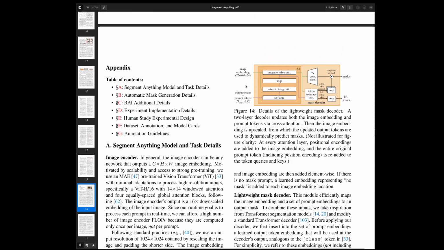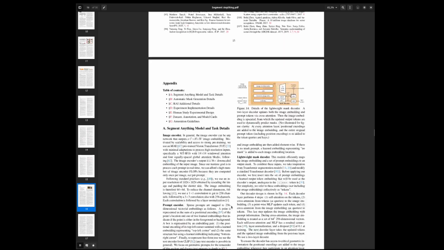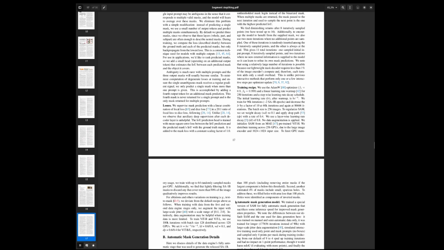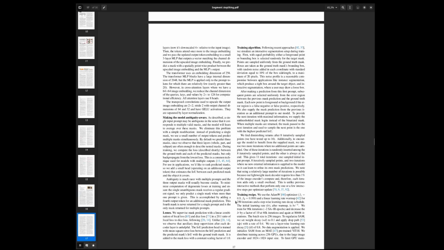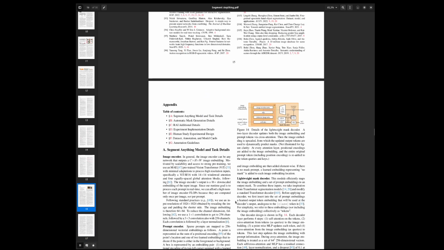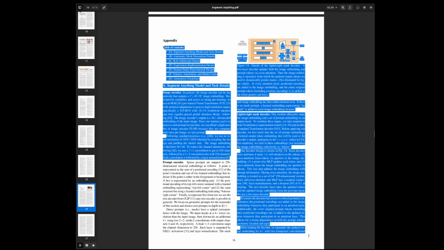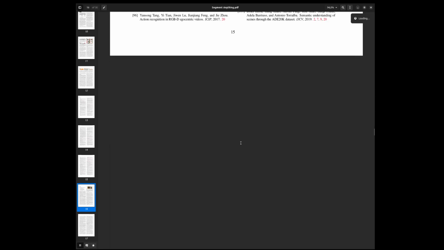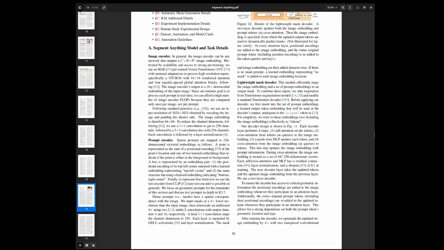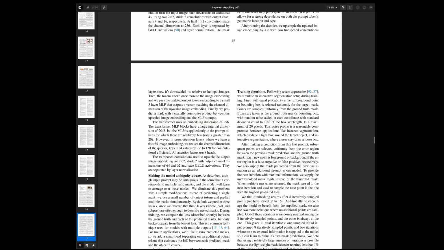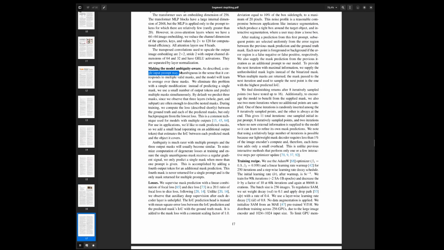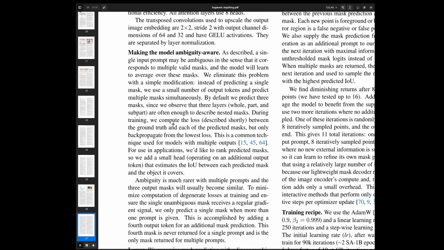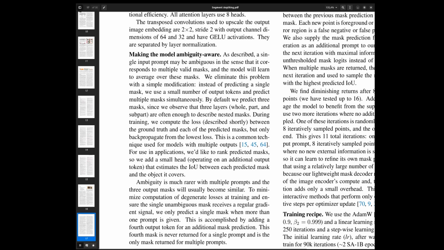So I think we got a good idea of what is going on from the architecture. Pretty stupid that you need to look for it in the appendix versus having that in the paper. Except for how they collect the data, this is the most important part. And still I think we don't know yet how they make the model ambiguity aware. Let's take a look.